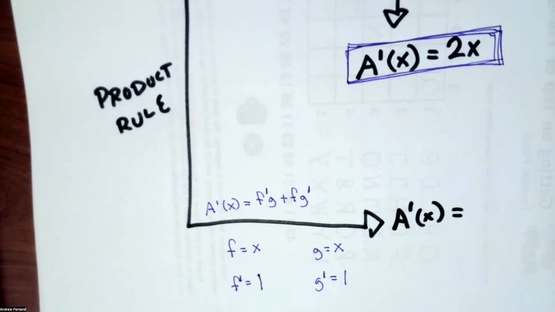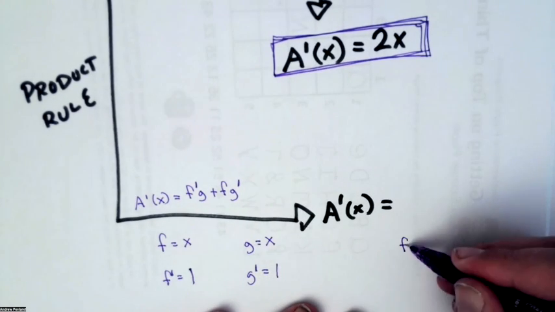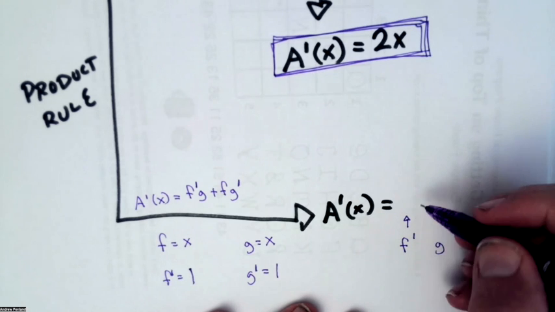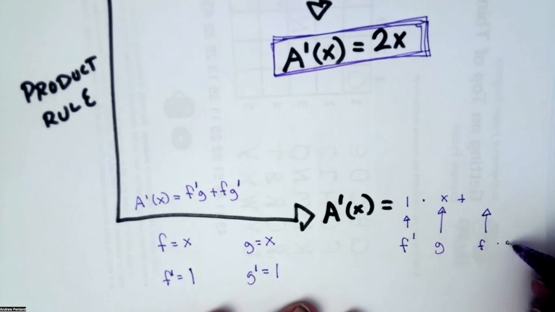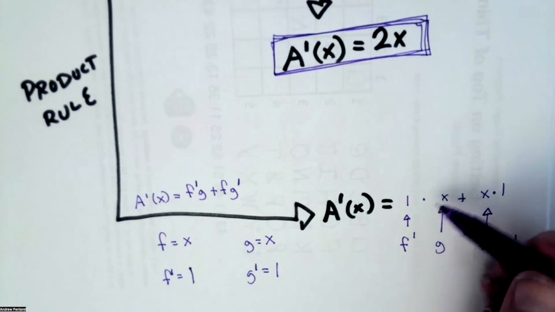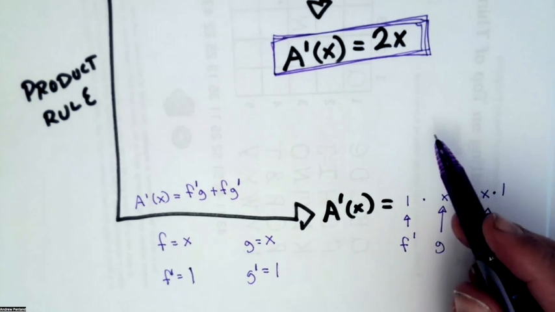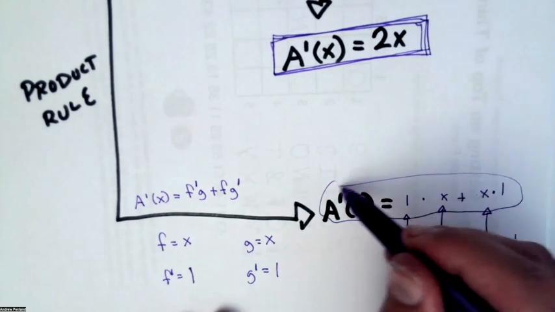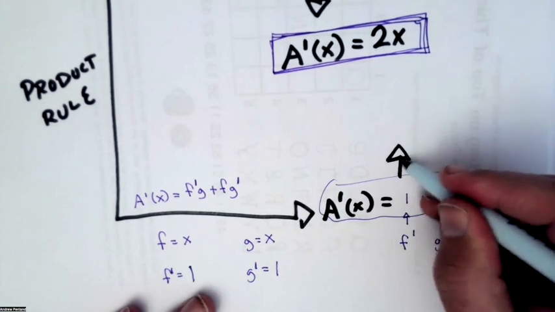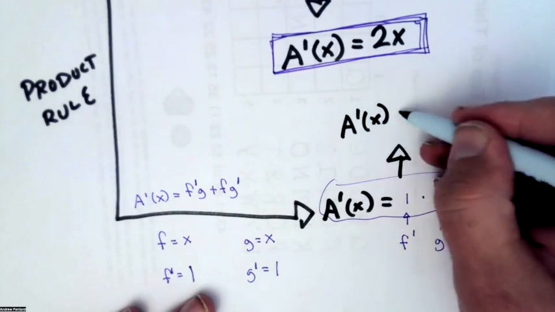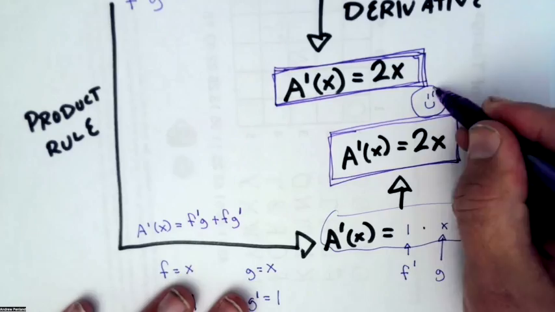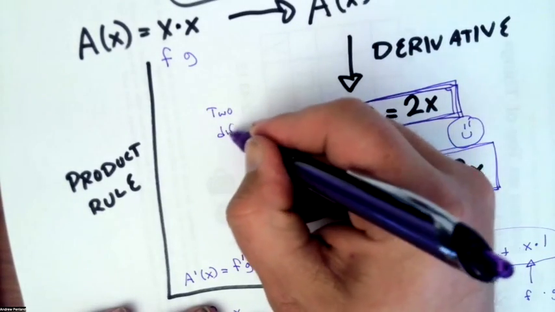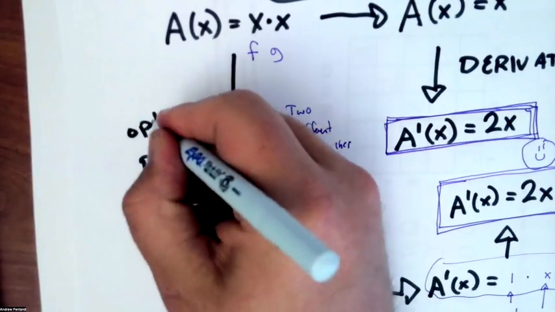So now if I plug that into the pattern, I'm going to get a prime of x is equal to, I'm going to have placeholders for each of these things. I'm going to have f prime of g, so I'm going to have 1 times x plus, and then I'm going to have f times g prime, which is x times 1. That's x plus x, which is 2x. So if you just did the product rule and stopped, you would get this, but of course you would simplify it and you would get a prime of x is equal to 2x. So either way you do it, whether you do algebra first or take the derivative first, you're going to get the same thing either way.